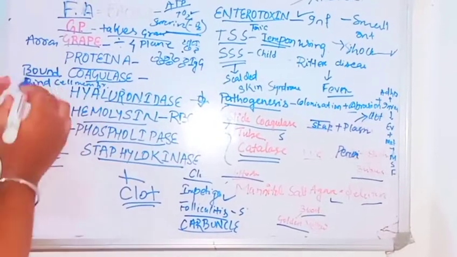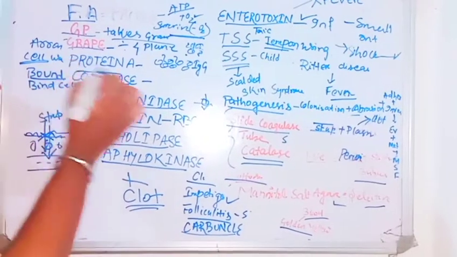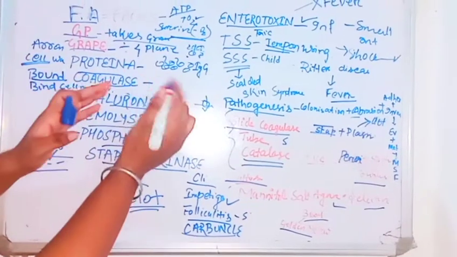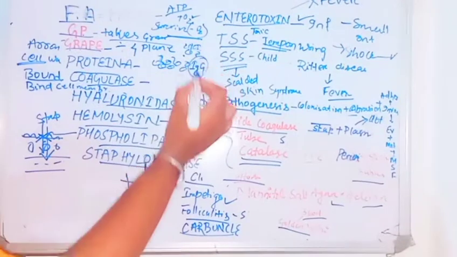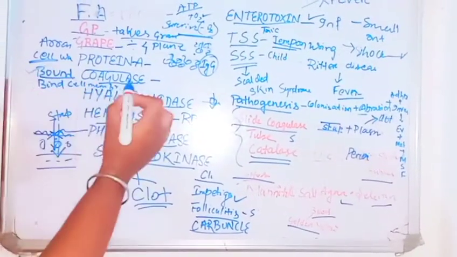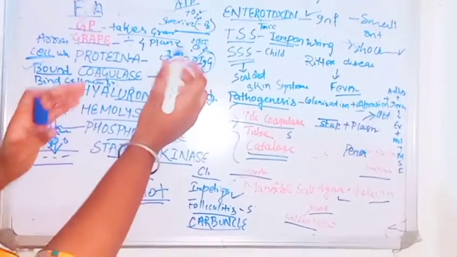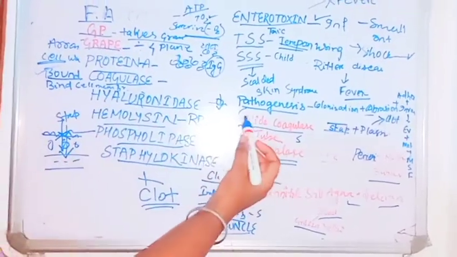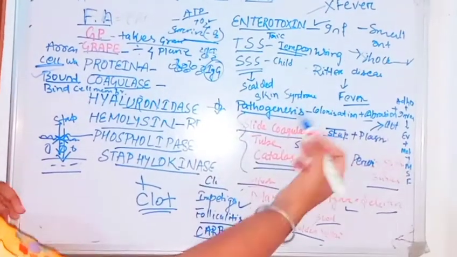The cell wall of Staphylococcus contains protein A. What is protein A? Protein A is a cell wall binding protein which inhibits IgG. Then bound coagulase. What is bound coagulase? It is the coagulating material of the cell wall, which can be identified by the slide coagulase test.